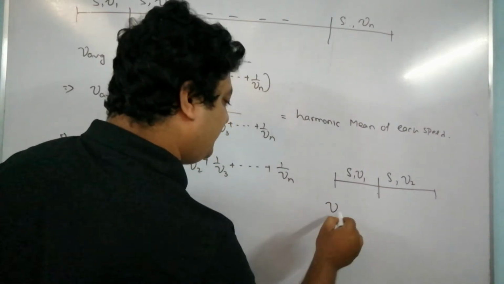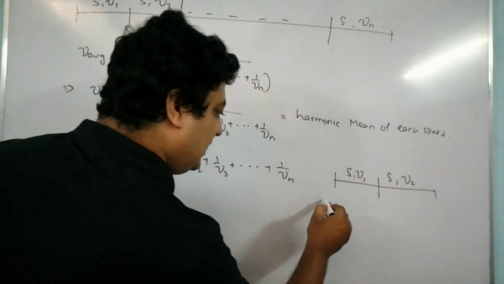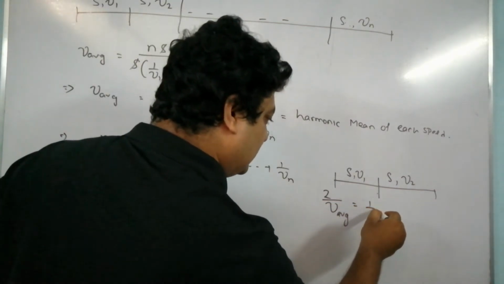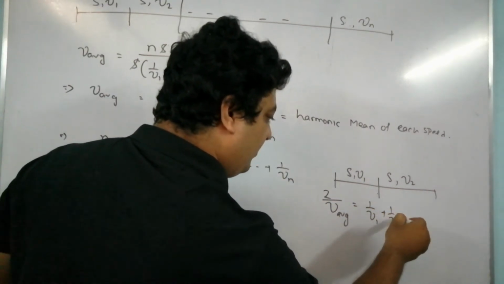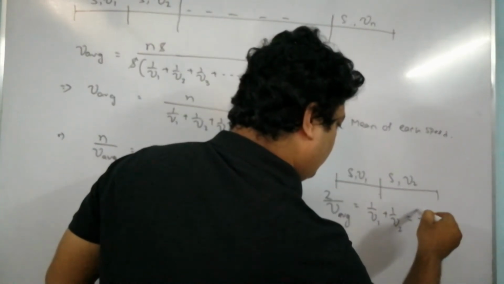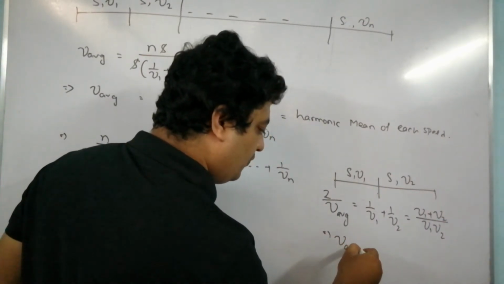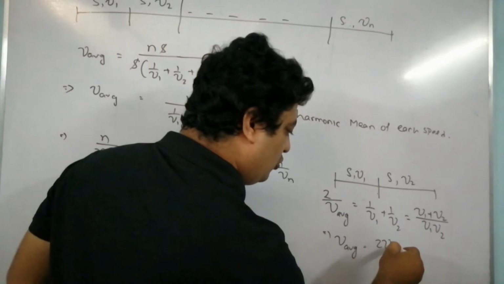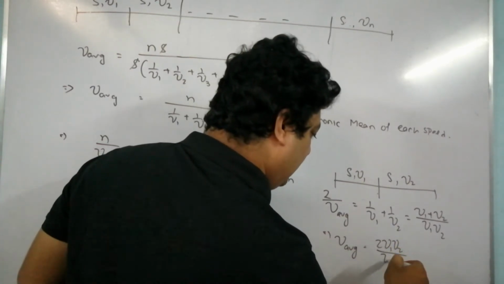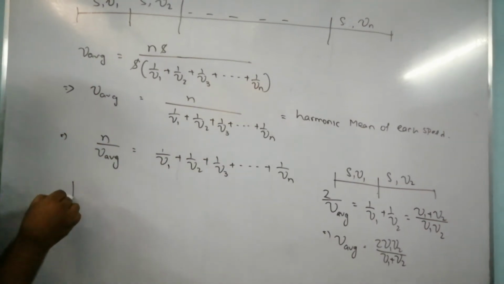Then the average speed is given by, we can write n by V average, that is equal to 2 by V average equal to 1 by V1 plus 1 by V2. That is equal to V1 plus V2 by V1 V2. So V average will be 2 V1 V2 by V1 plus V2. Now consider another case.